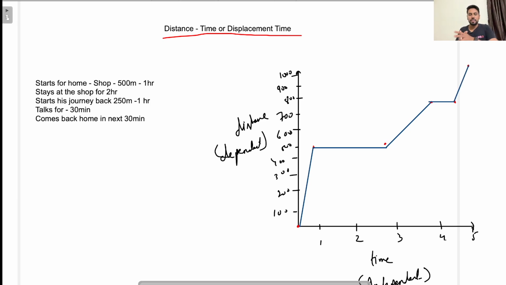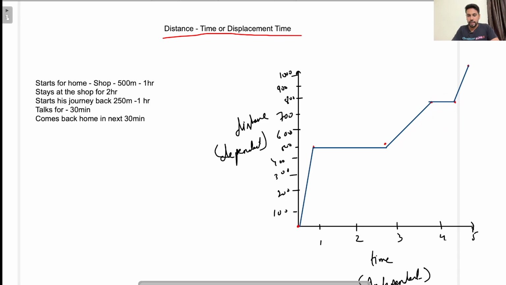Now students, this is your distance time graph for this particular journey. And look here, you should know that a flat line in a distance time graph means at rest. So there have been 2 flat lines. One is at the shop for 2 hours. The other is for 30 minutes when he was talking to his friend. The remaining time he was only traveling.